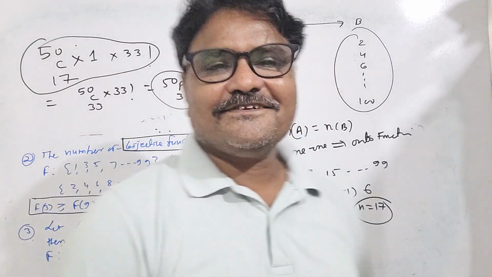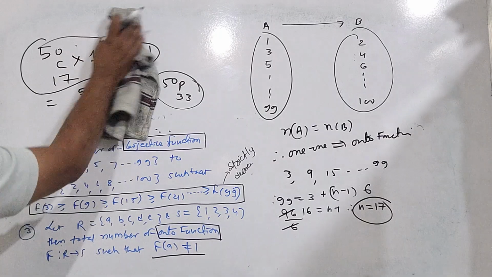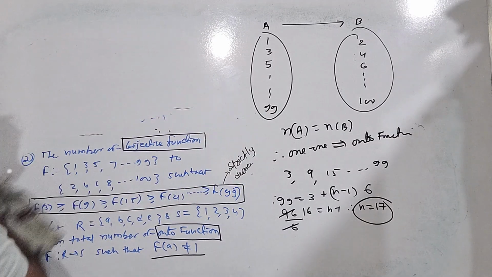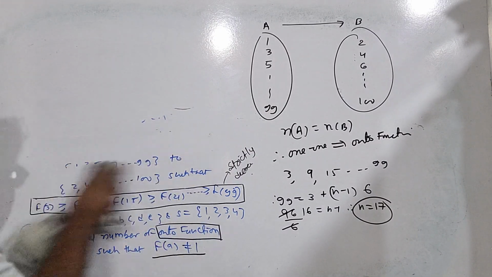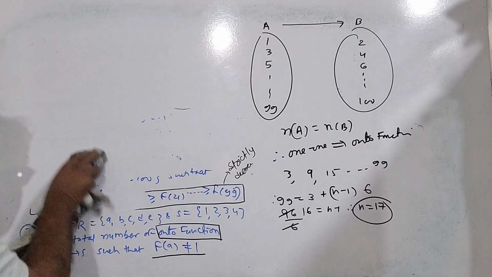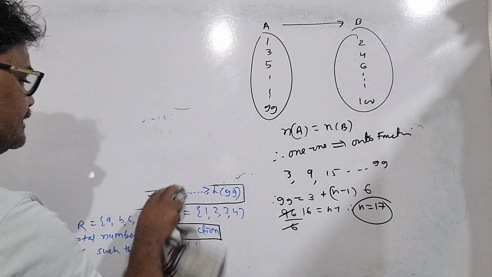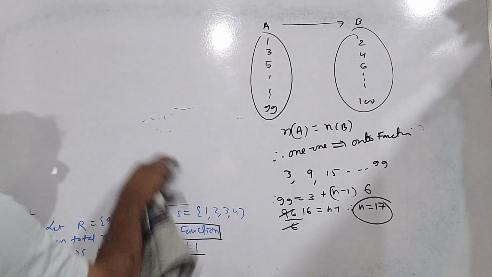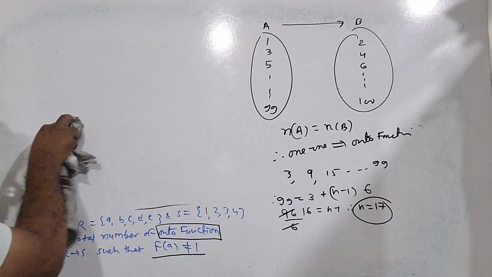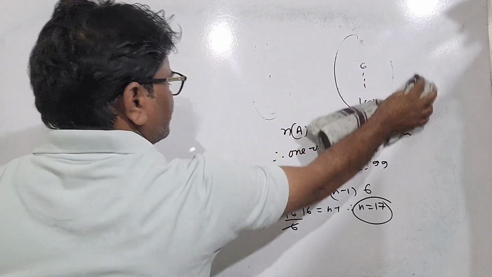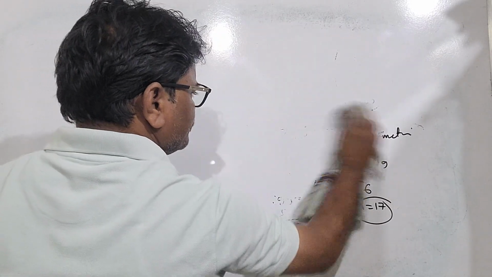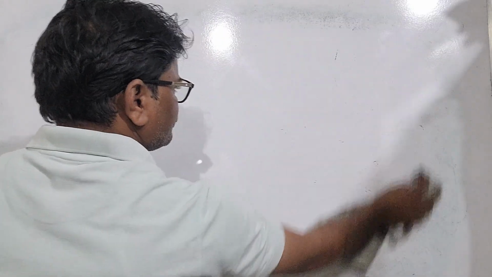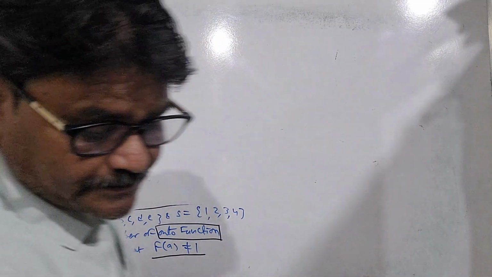Understood? Okay, fine. Now coming to the very important question, that is the third one. Third question is again very important, and here we all can commit the mistake if we do not understand the concept of onto function. And in the examination, definitely most of us can commit such type of mistakes.